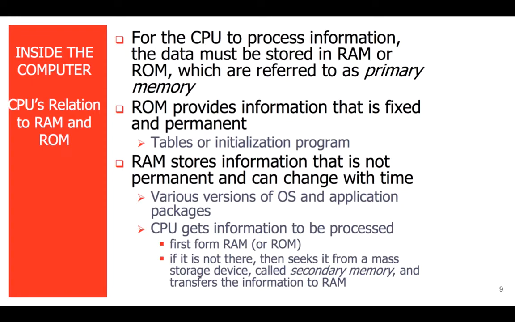The CPU gets information to be processed first from RAM or ROM. If it is not there, then it seeks it from a mass storage device called secondary memory and transfers the information to RAM.